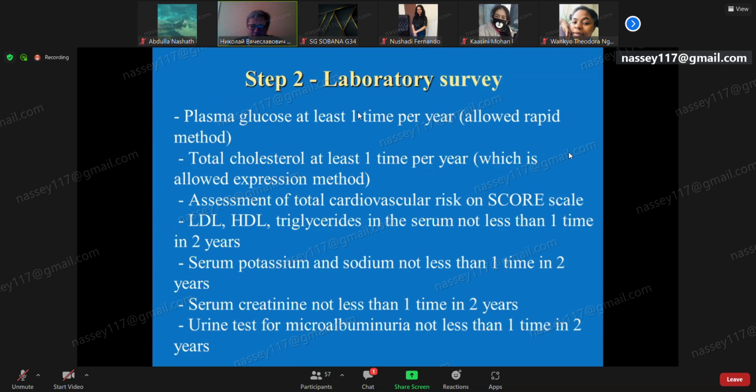As for step 2, laboratory survey. Plasma glucose we should prescribe at least 1 time per year. It is possible to use a rapid or express method. Total cholesterol examination at least 1 time per year, which we can also provide by express methods.